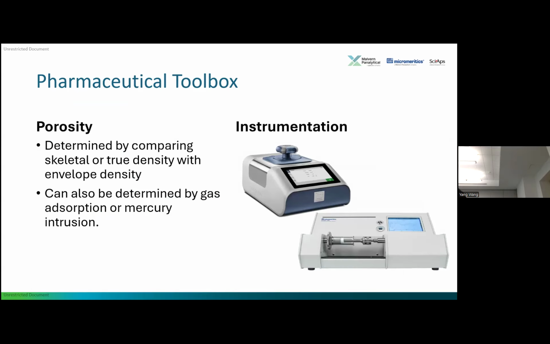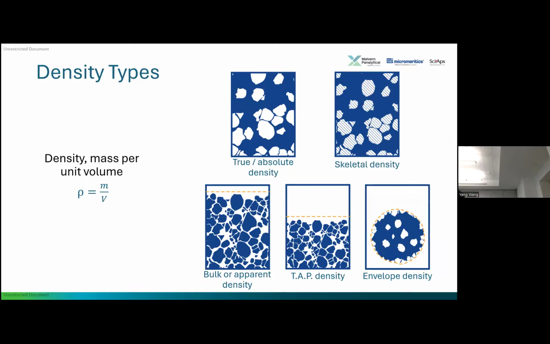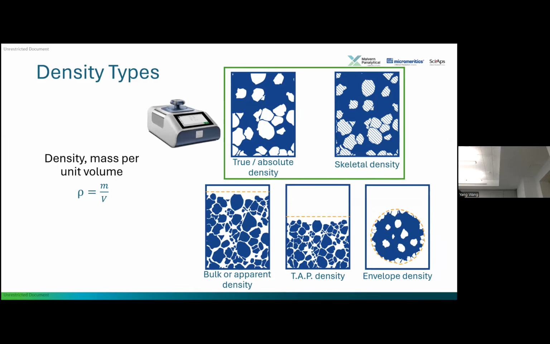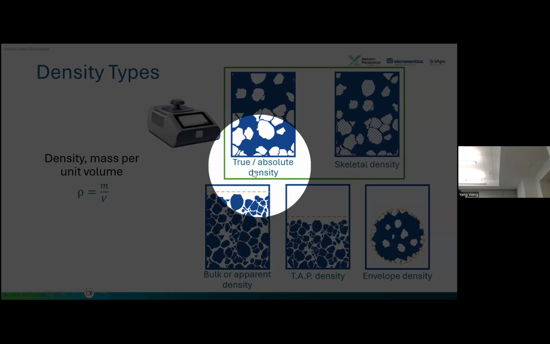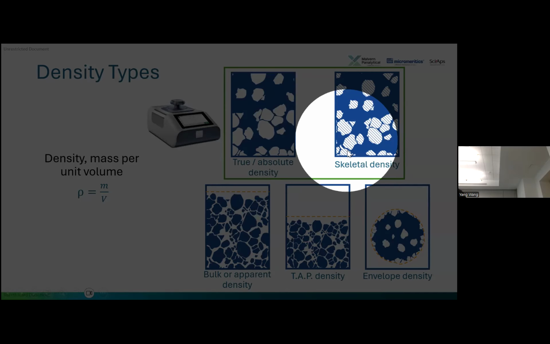Real quick, I'm going to go over some additional technologies. I'm going to jump to density. So when we're looking at density, we can also determine porosity by looking at skeletal density and envelope density. And what I mean by those two terms: we're talking about skeletal density or true density. True density you can consider kind of like the chemical density of the material.